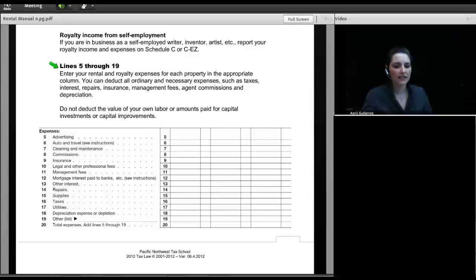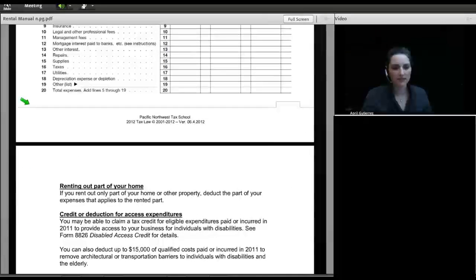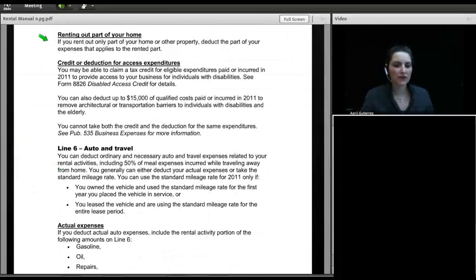Line 5 through 19, you enter your rental and royalty expenses for each property in the appropriate column of Schedule E on lines 3 through 19. You can deduct all ordinary necessary expenses such as taxes, interest, repairs, insurance, management fees, agent commissions, and depreciation, but do not deduct the value of your own labor or amounts paid for capital investments or improvements. Let's start here with renting part of your home. Clearly, if you claim a rental expense and you're renting out only part of your home, you have to prorate the expense. We showed you how to do that before the break.